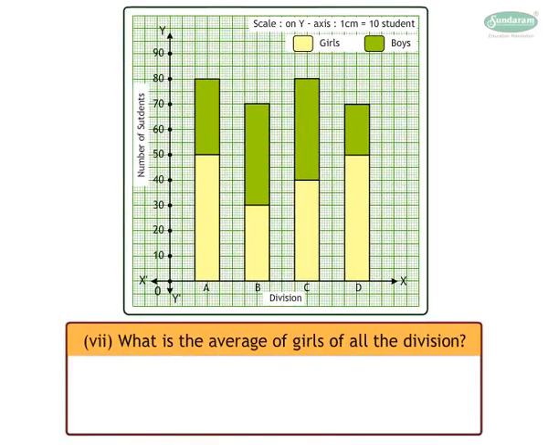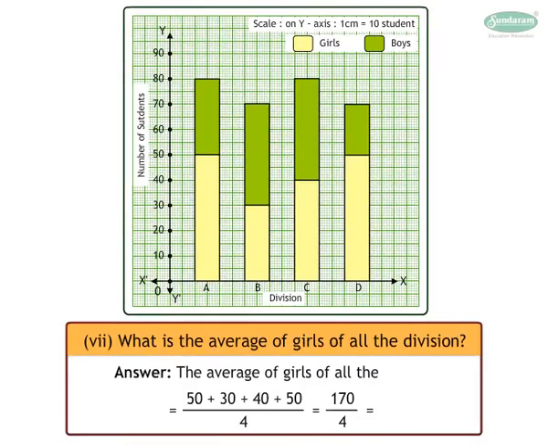7. What is the average of girls of all the divisions? Answer: the average of girls of all the divisions is equal to 50 plus 30 plus 40 plus 50 upon 4, which is equal to 170 upon 4, which is equal to 42.5, that is 43.